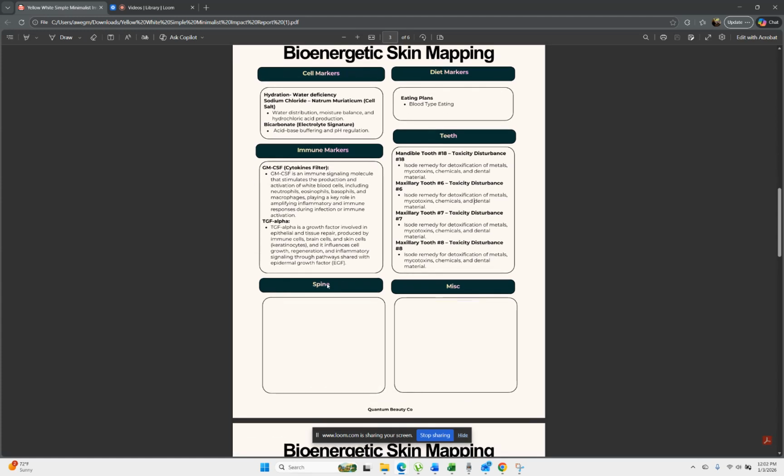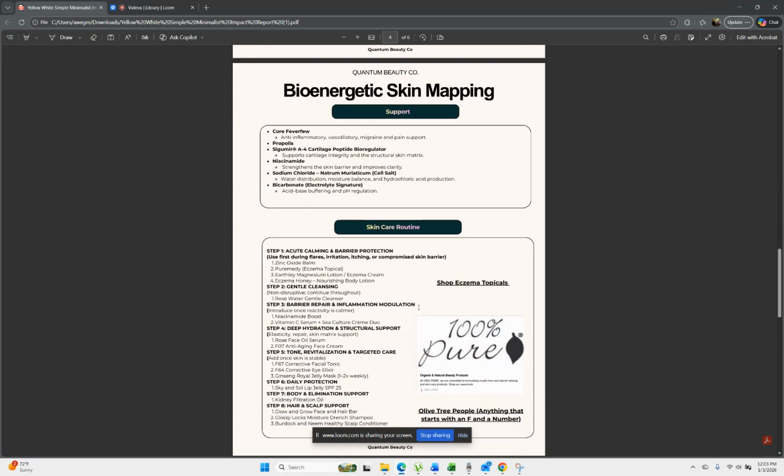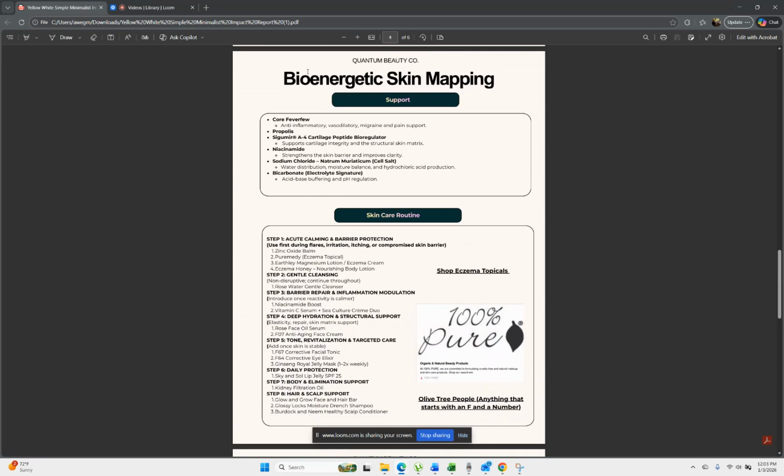And then sometimes spinal markers will resonate, or just other miscellaneous. So I just left that blank. Then let's look at the support. So there's still going to be some support for the internals. And it doesn't mean you need to take all of these things.